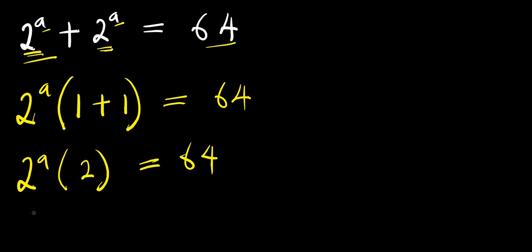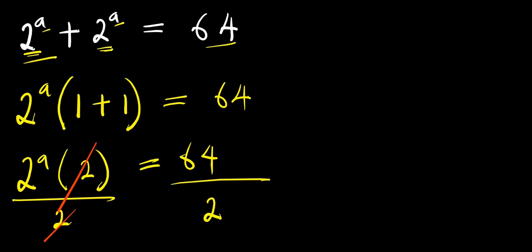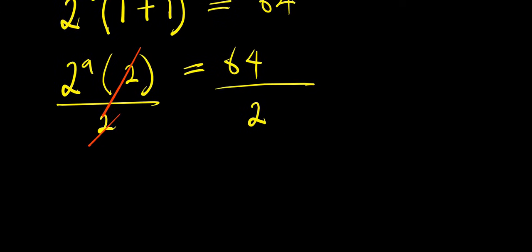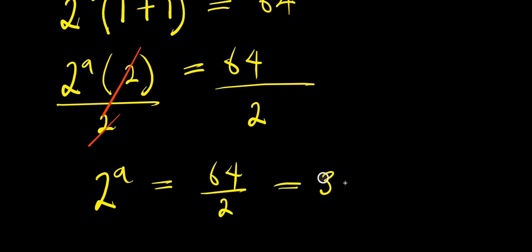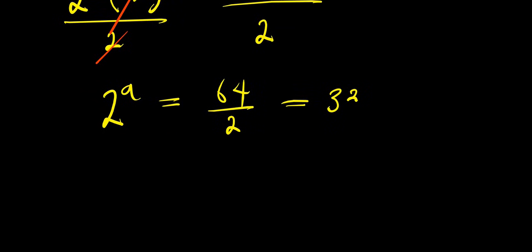So what we are going to do will be to divide this by 2 and divide this by 2. So this eliminates this, and what we are going to have is 2 power a equals 64 divided by 2, and this will give you 32. So we have 2 power a equals 32. How do we solve for a?